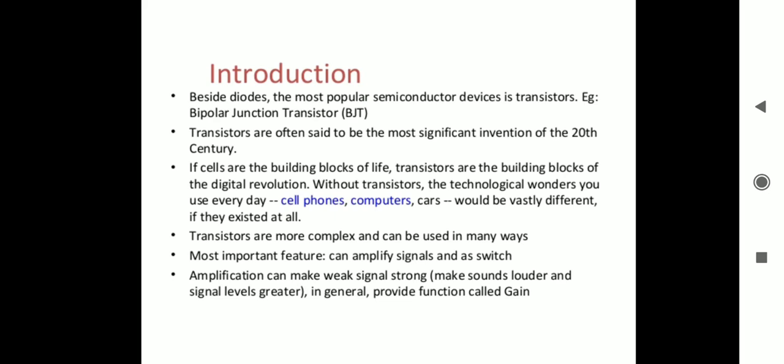As we have already discussed, a PN junction diode or other diodes cannot amplify signals. So for this purpose, the transistor has such characteristics to amplify signals.